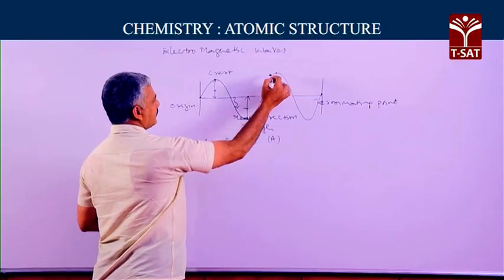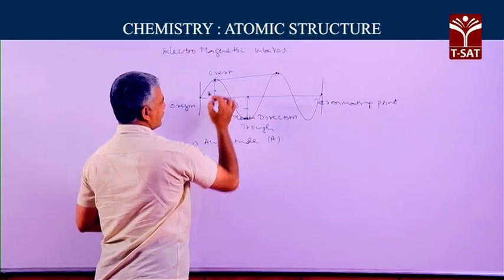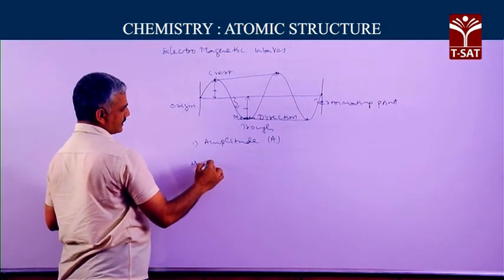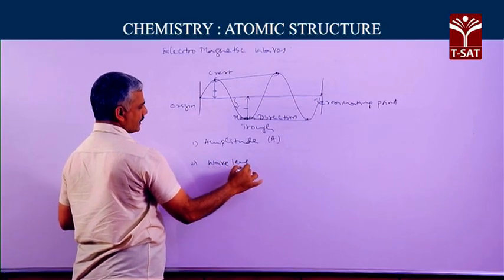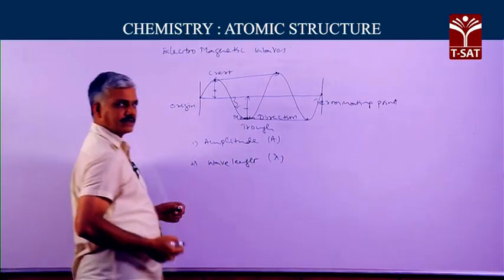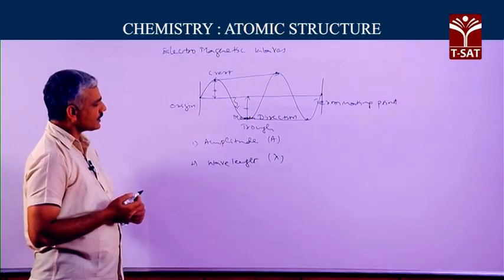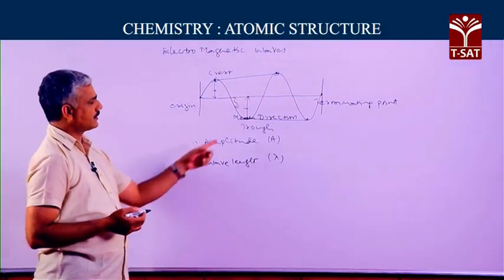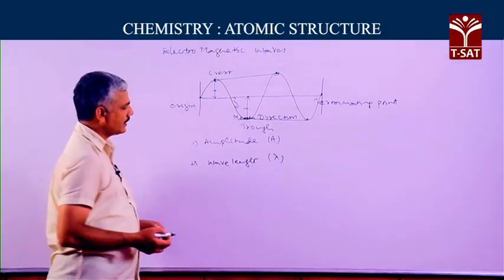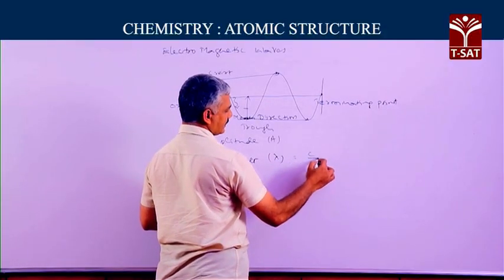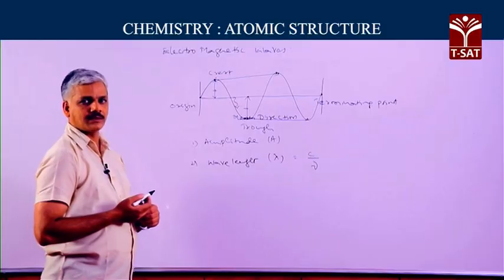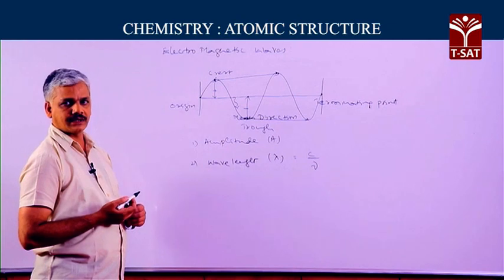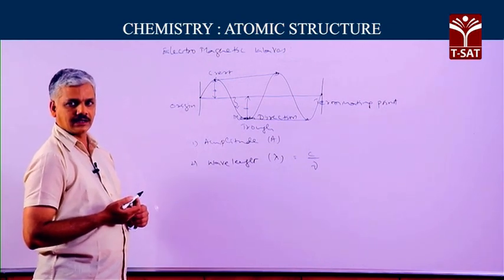Then, if you measure the distance between two successive crests or two successive troughs, that is taken as a wavelength, which is denoted with the symbol lambda. Wavelength can be defined as the distance between two successive crests or two successive troughs, and this wavelength you can calculate by using this relation, c by mu. C stands for velocity of light, mu stands for frequency of the electromagnetic wave.